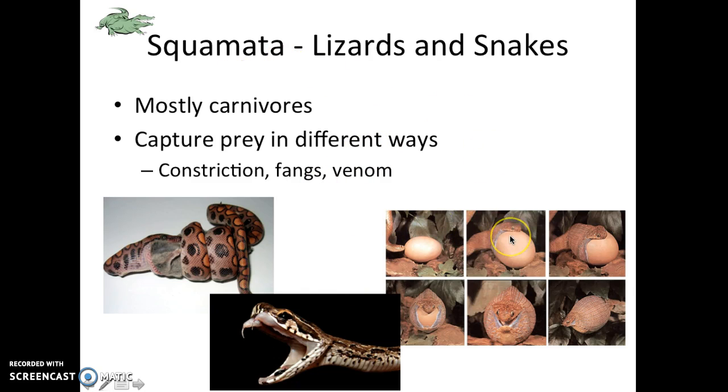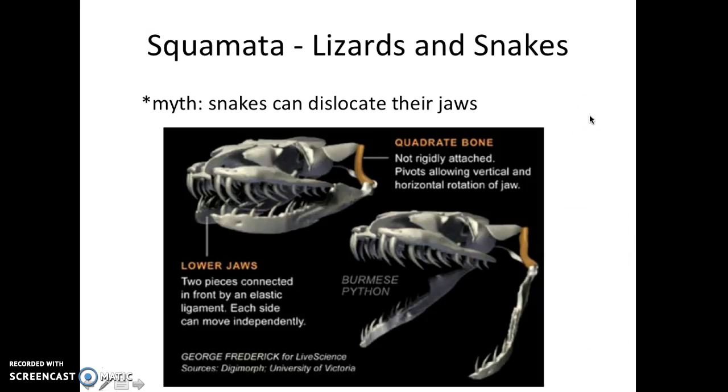This order has basically the ability to eat massive prey. So if we look at this small snake in comparison to this giant egg, we might question how it's able to fit the egg in its mouth. It does not dislocate its jaw.